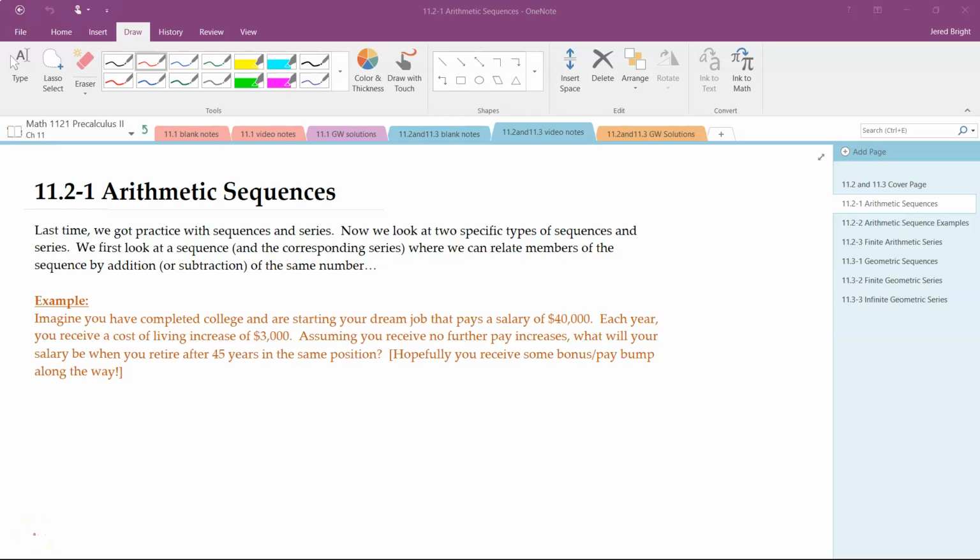Welcome everyone, and we're going to look at an extension of what we started with last time. Last time we looked at sequences and series, and now we're going to focus on two specific subtypes of sequences and series, arithmetic and geometric sequences and series specifically. So the first one we're going to look at is obviously arithmetic sequences.